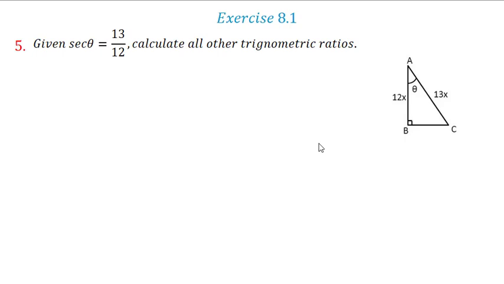The fifth problem is sec theta is 13/12. We have to calculate all the other trigonometric ratios. Here again sec theta is given as 13/12. Now sec is hypotenuse upon adjacent. As you can see in the diagram, I will assume the hypotenuse as 13x, then my adjacent will become 12x, and again with the Pythagoras theorem I will find the value of BC. Once I get the value of BC, I can find sine, cosine, tangent, cotangent, secant and cosecant, all 6 trigonometric ratios. One ratio is already given, so I will say the other 5 trigonometric ratios.